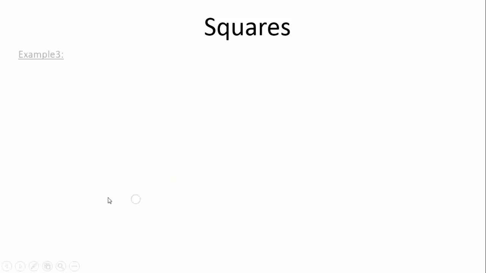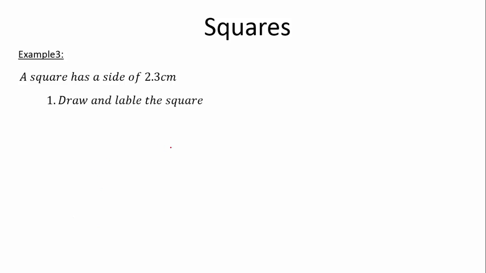Okay, let's go on to a last example. A square has a side of 2.3 meters. Draw and label the square. Okay, so we draw a better square this time, hopefully, with sides of 2.3 and 2.3. Remember, it's a square. We know there are right angles everywhere, and that makes it a square. And these are equal lengths.